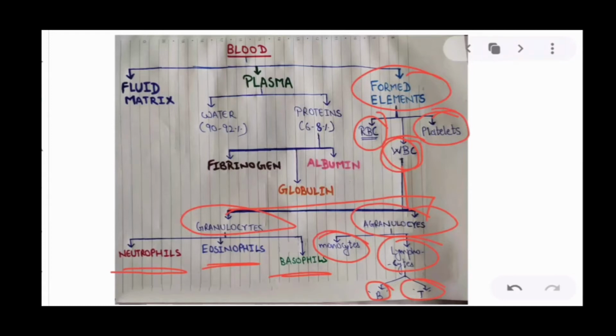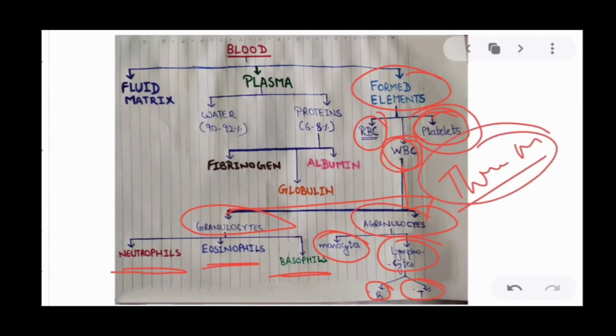And the platelets, we all know, are also called thrombocytes. So this is how the blood can be divided into various constituents. Let us now see each of them in detail.